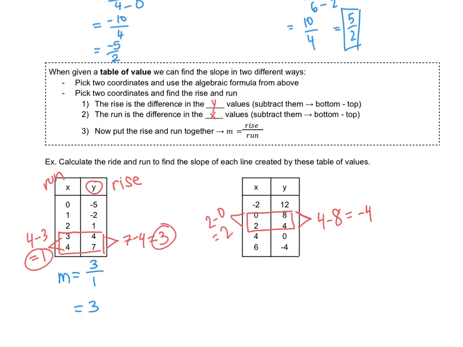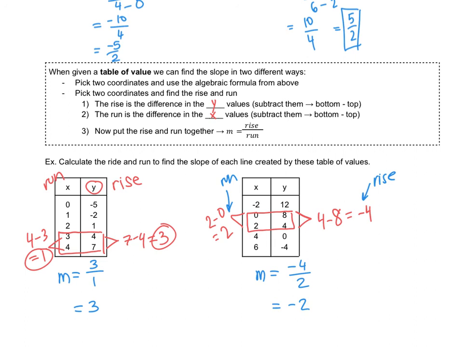So as the x's increase by 2, the y's drop by negative 4. So here's the rise, which is really dropping, and here's the run. And when we put it together, negative 4 over 2, this does reduce to negative 2, or negative 2 over 1 if you want, but if you can get a whole number, why not?